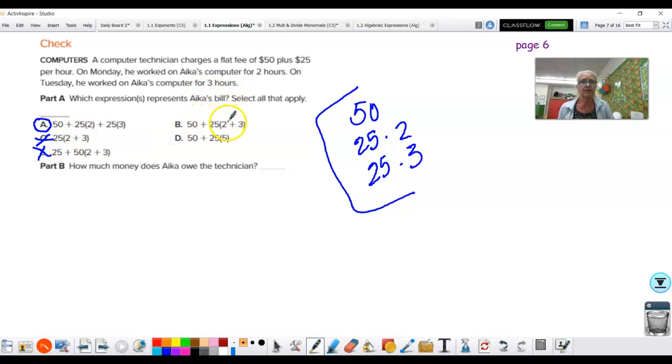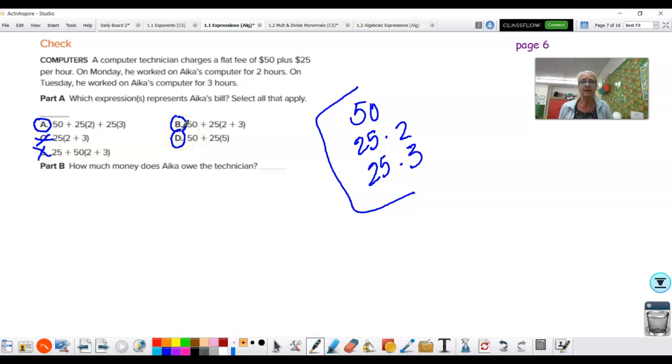B, they've taken the 2 and the 3, and they're going to add those together first and then multiply it times the hourly rate 25. Totally legit. We can go with that one. And D is just a simplified version of B. They've added the 2 and 3 together to give us 5. So everything else is the same, which makes D also correct.